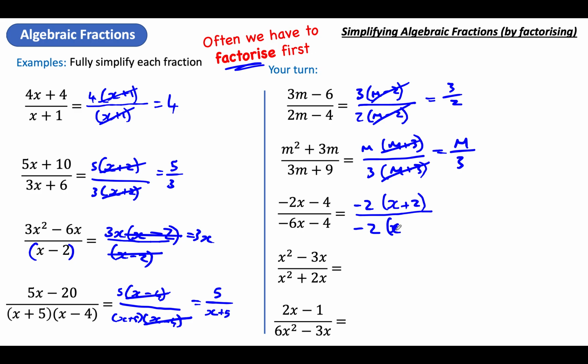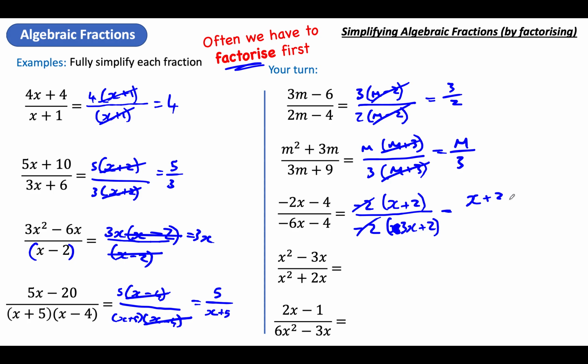Oh, no, hang on. It's not x, is it? That is going to be 3x, because it's minus 2 times the 3. And then, how do I make minus 4 starting with minus 2? I times it by positive 2. So this time, it's not the brackets that cancel out, but the numbers, the minus 2 and the minus 2.